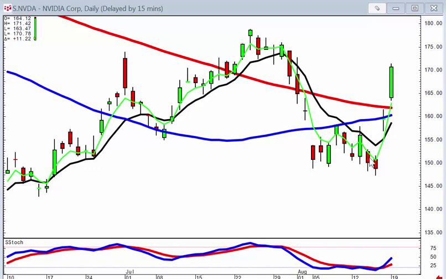This is not anything different than recognizing what was setting up, a bullish flutter kicker, and then seeing it confirm on the next day.